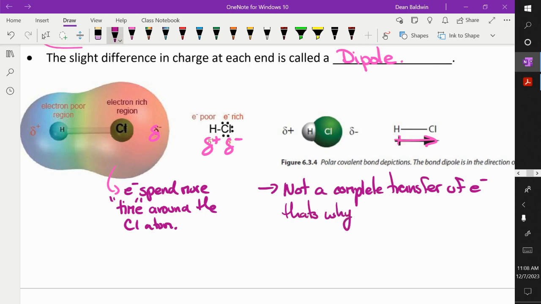That's why you get partial charges. And partial charges, as you can see, are that little symbol there. Okay, partial positive, partial negative.